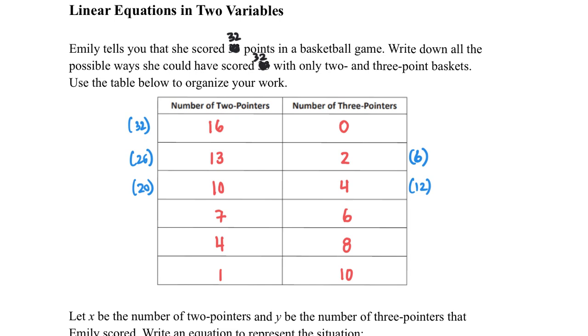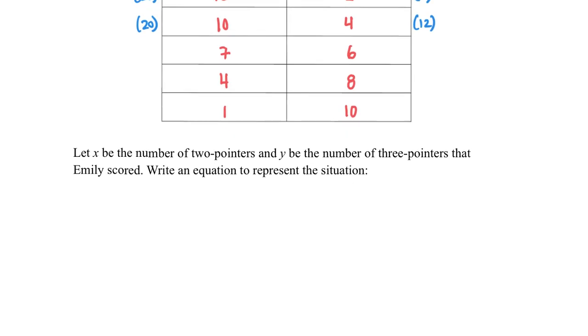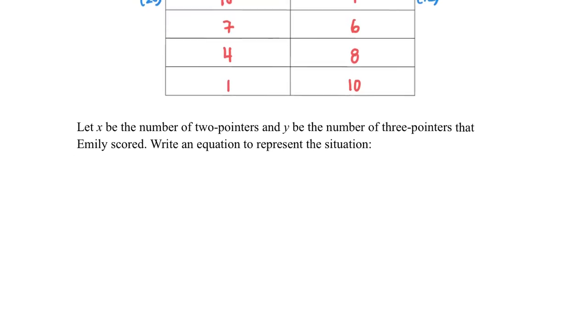And you may not realize that right off the bat. It may take you the first couple rows. It may take some messing around with your calculator in order to finally get what you're trying to get. So then we could write an equation, though. We could let x be the number of 2 pointers and y be the number of 3 pointers that Emily scored. Write an equation to represent the situation.